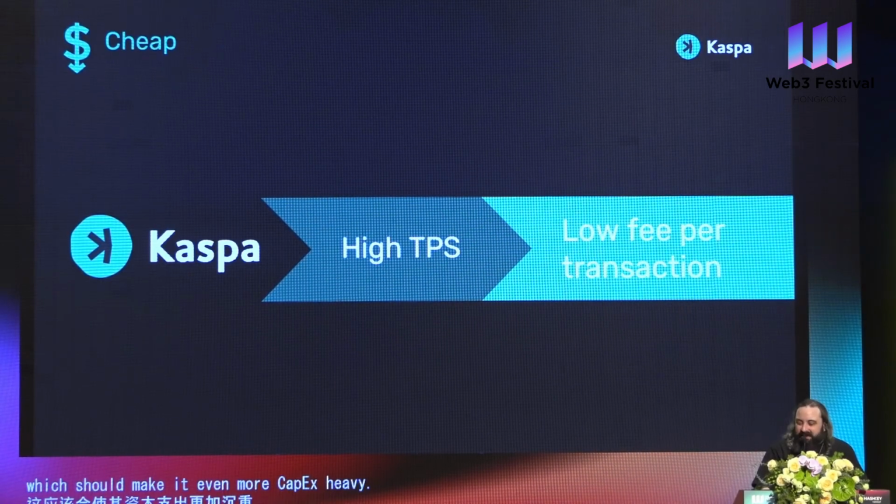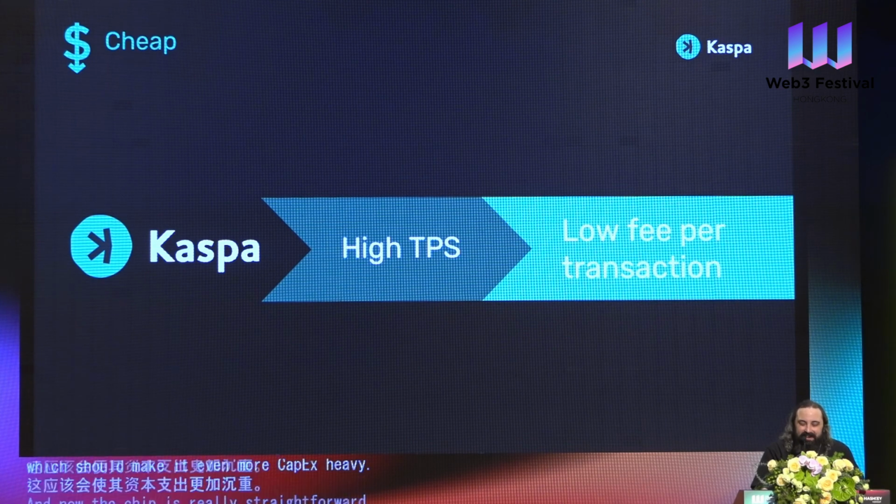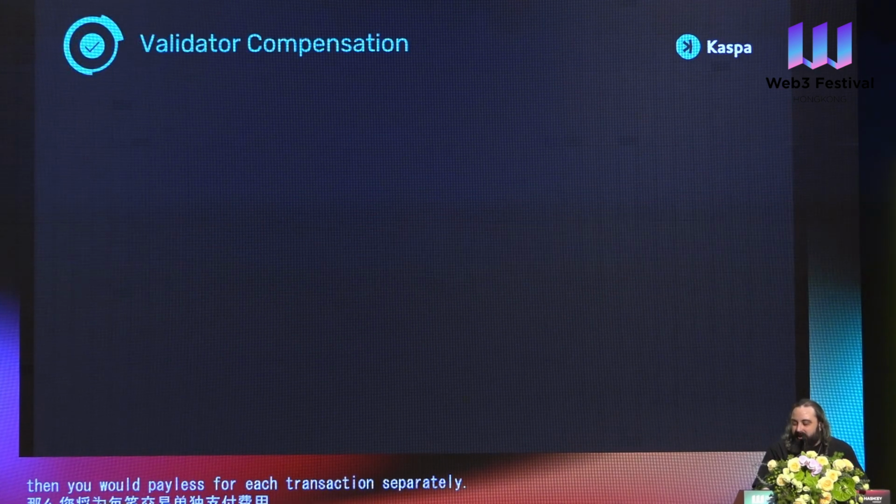Now, the chip is really straightforward. If you have a lot of transactions, then you would pay less for each transaction separately. This is really the most straightforward one.